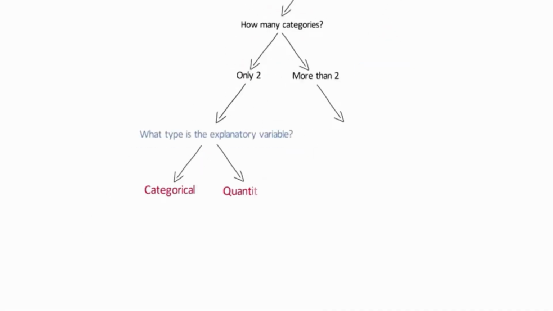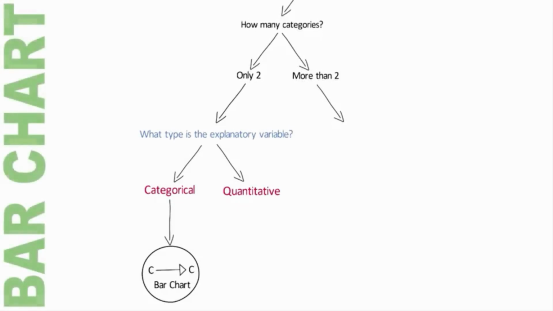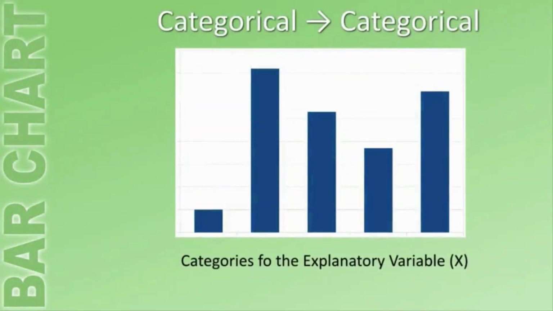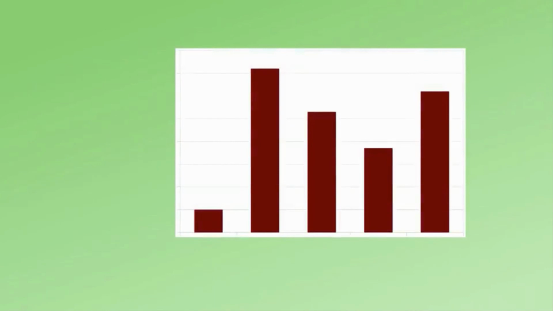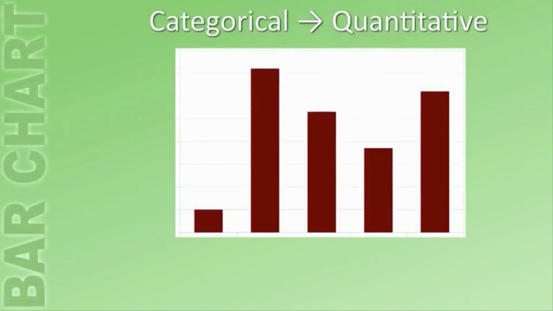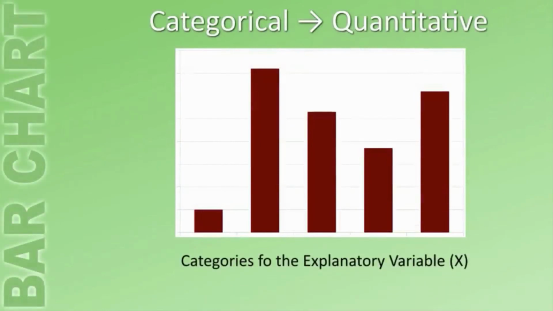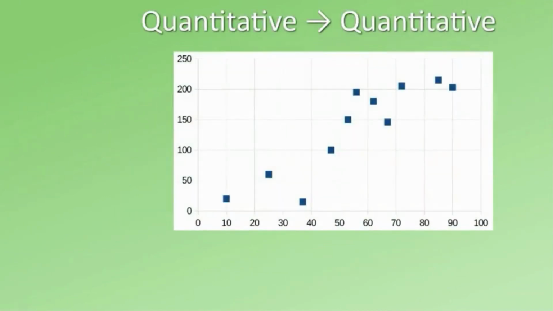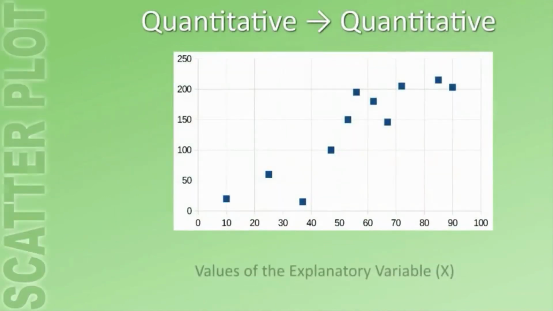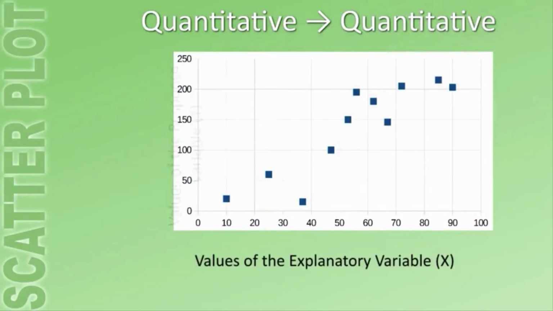When visualizing a categorical to categorical relationship, we use a bar chart with explanatory categories on the x-axis and the proportion of our response variable on the y-axis. When visualizing a categorical to quantitative relationship, we use a bar chart with explanatory categories on the x-axis and the mean of our response variable on the y-axis. When visualizing a quantitative to quantitative relationship, we use a scatter plot, in which each observation is displayed according to the values of the explanatory and response variables.